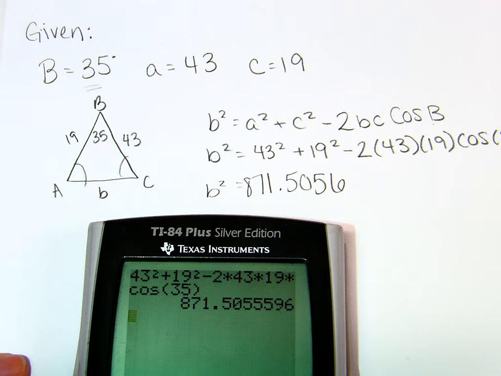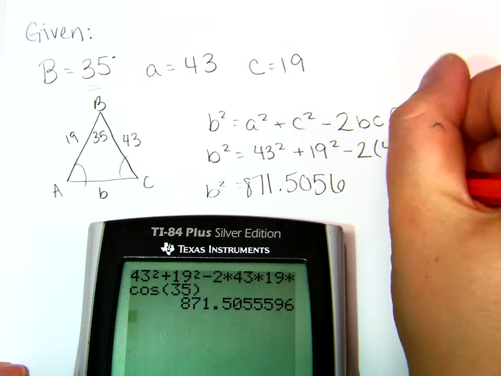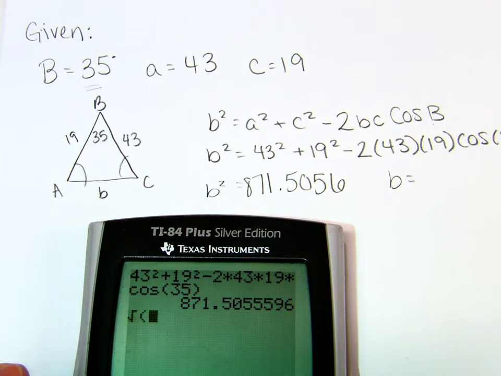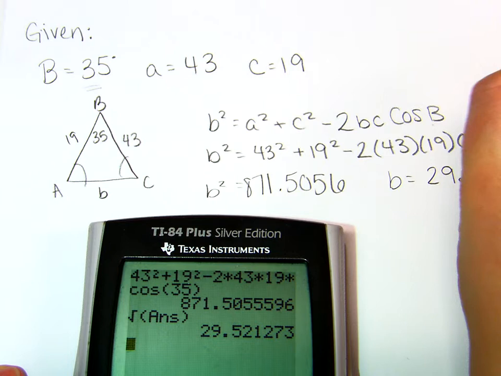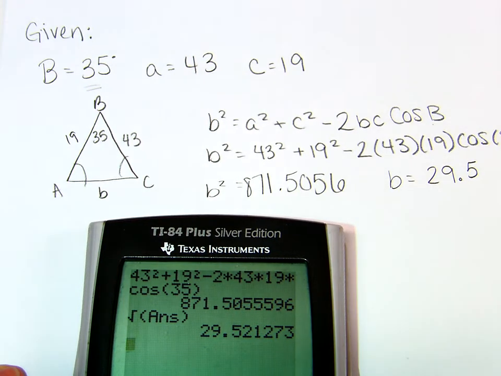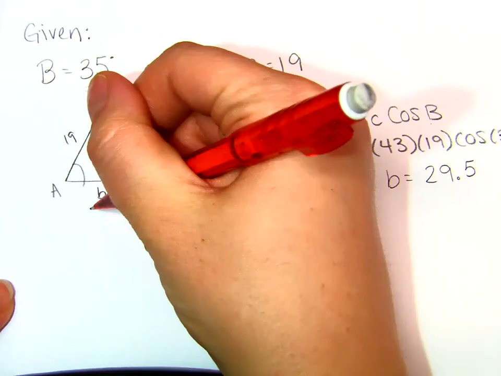And now I want to take the square root of that because I want to find out what b is. So b will equal the square root of that. So square root my answer. And I get 29.5 if I'm rounding to the tenth. So that's my side b. It's 29.5.